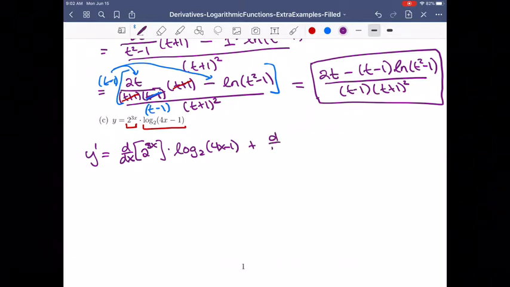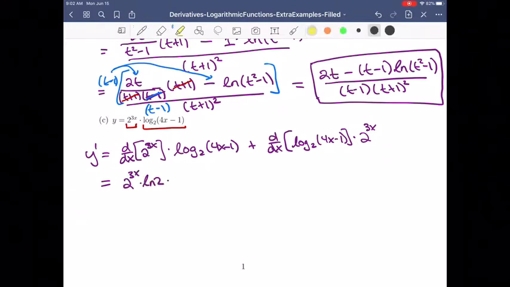Plus the derivative of the second function times the first function. Okay, so the derivative of 2 to the 3x is 2 to the 3x times ln 2, and we're multiplied, so we have this sort of inner bit of 3x. So we want to multiply by the derivative of the inner bit, which is 3. Okay, now all of that is log times log 2 of 4x minus 1.